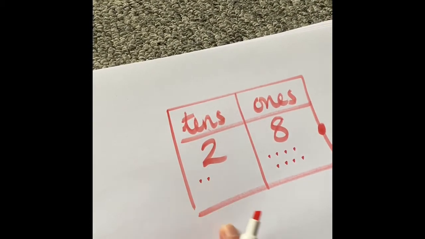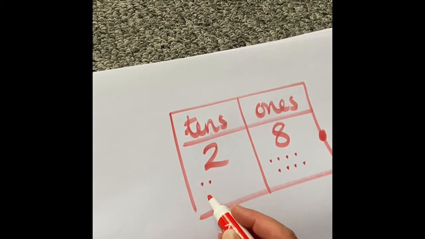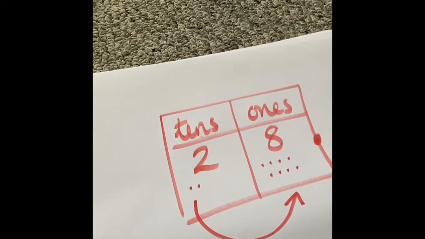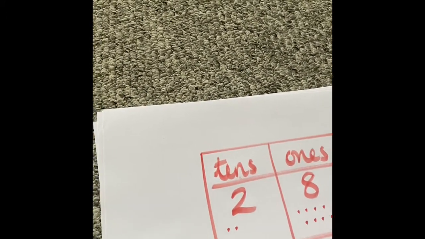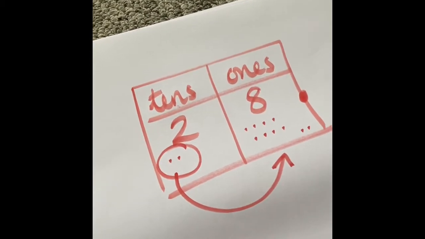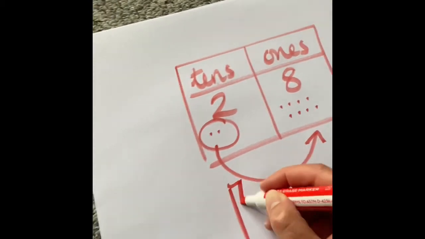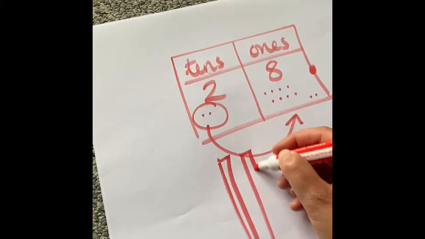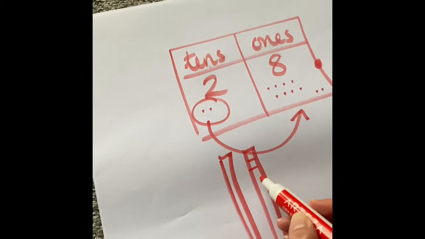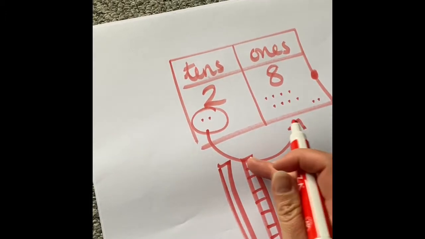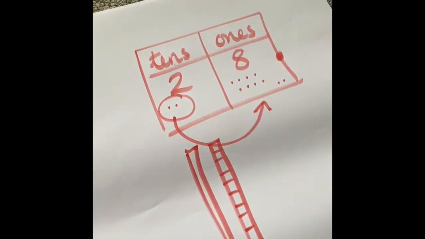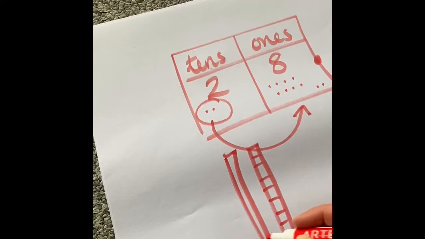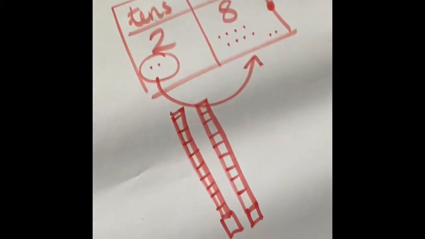Now, what can we do to these 2 tens to put them in here? What are they made up of? I wouldn't just add 2 here. What are these 2 made up of? You're right, they are tens. So we could use our Dienes in our classroom, which are the purple sticks that have 10 on. 1, 2, 3, 4, 5, 6, 7, 8, 9, 10. And let's just say that that's got 10 in it as well.